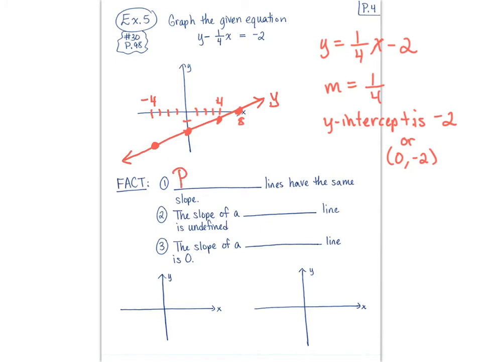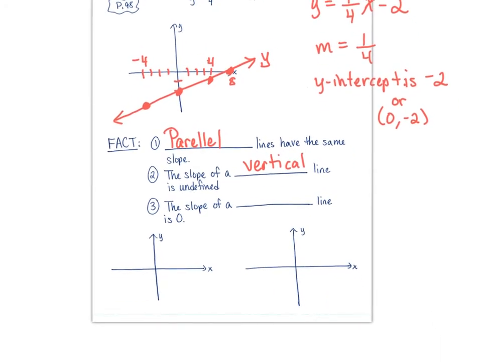Parallel lines have the same slope. The slope of what kind of line is undefined? Vertical, very good. We just discussed that. The slope of a vertical line is undefined. The slope of what kind of line is 0? Horizontal, very good. The slope of a horizontal line is 0 because your change in y, which is in the numerator of your slope, your y values would always be the same, so your change in y would be what?